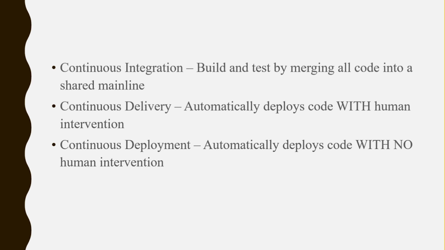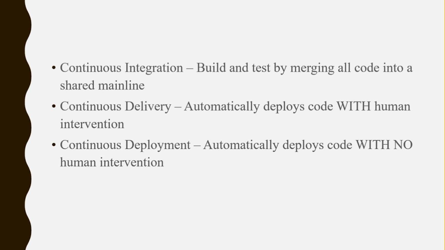The second is continuous delivery. A lot of people say continuous delivery and continuous deployment almost like they mean the same thing, but they actually don't. They're extremely different. Continuous delivery automatically deploys code, but with human intervention. For example, let's say you're using a pipeline in Azure DevOps or Jenkins or GitHub Actions or something like that. And then there's always some button that you can click to deploy it, a run button or a push button or something like that. When you do that, you are automatically deploying code, but you're doing it with human intervention. Somebody is physically logging in and kicking off that code.